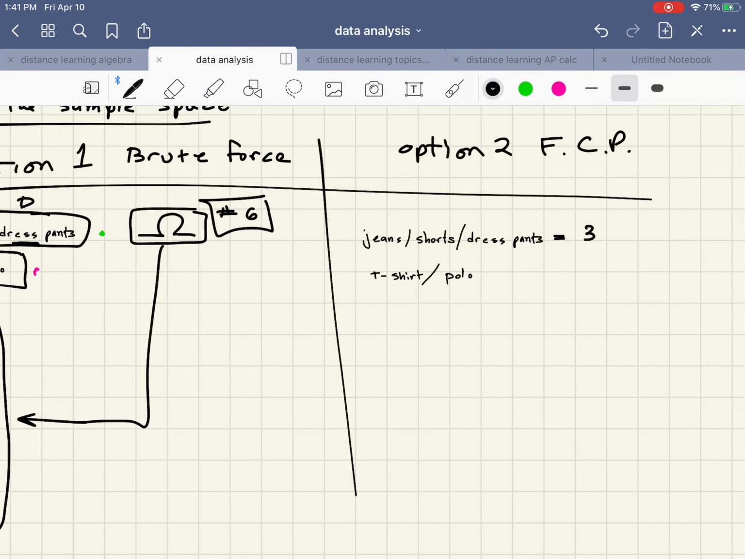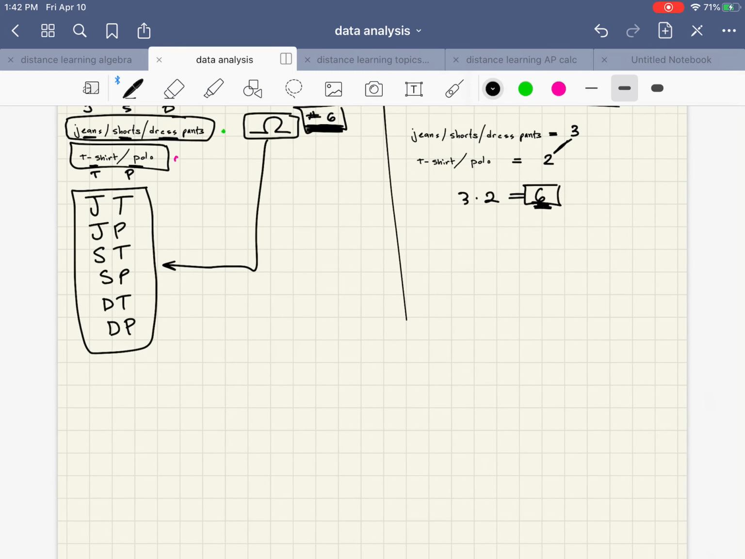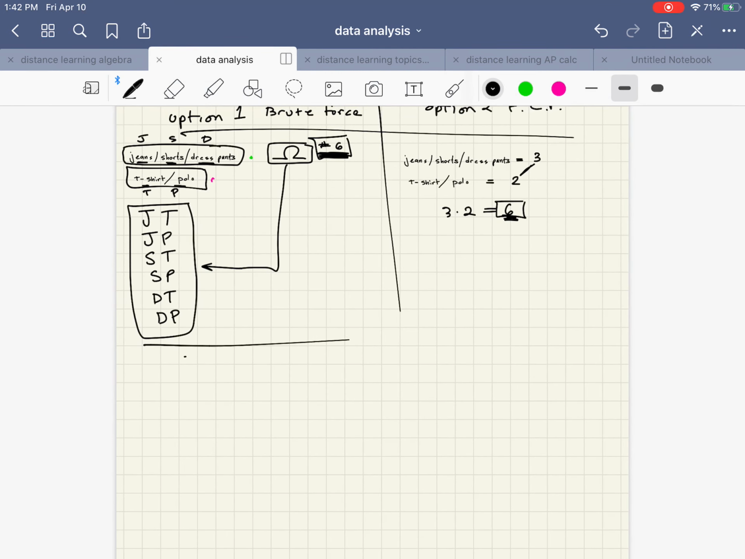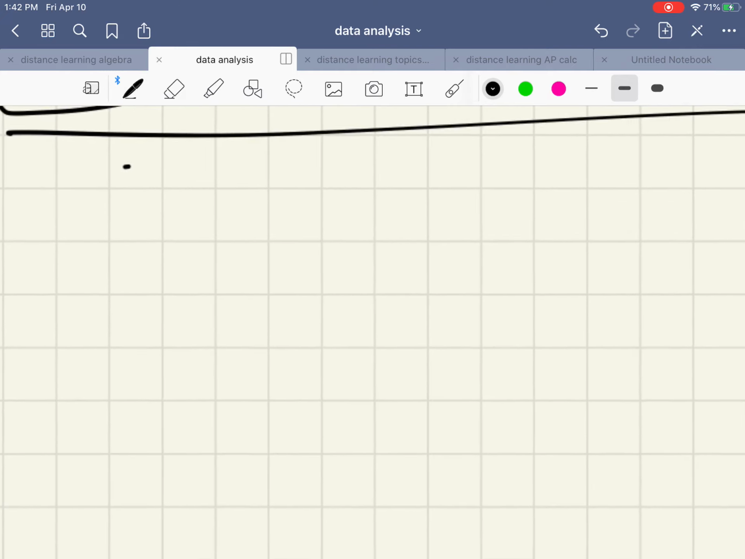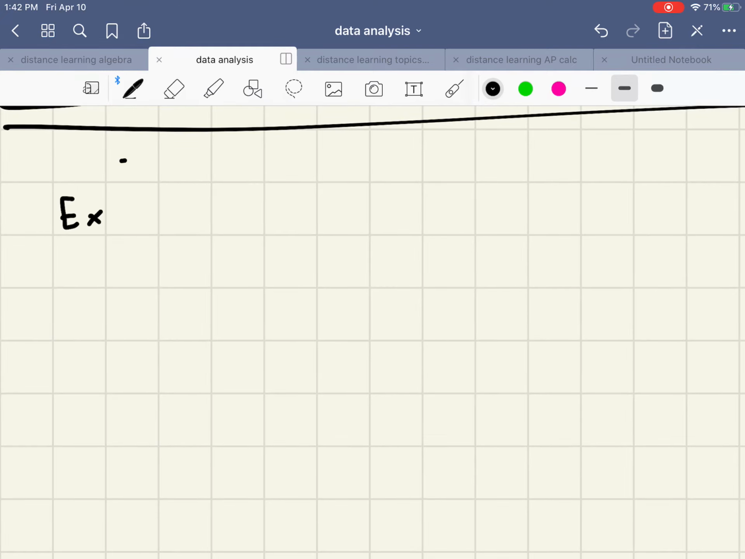Option 2, the fundamental counting principle, says, let's take the number in this set, and the number in that set, and multiply them. 3 times 2 gives us 6. And all of a sudden, we have the number of values within that set. So the sample space has 6 items. That is the beauty of the fundamental counting principle, especially when you consider a situation like this.